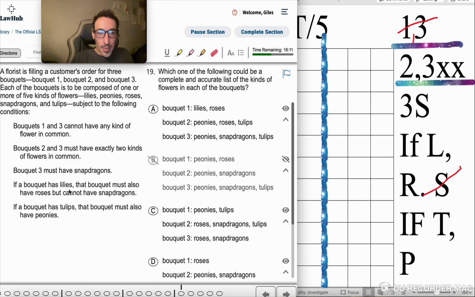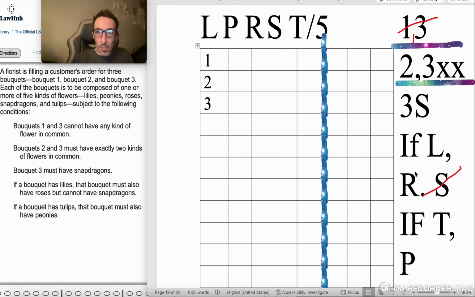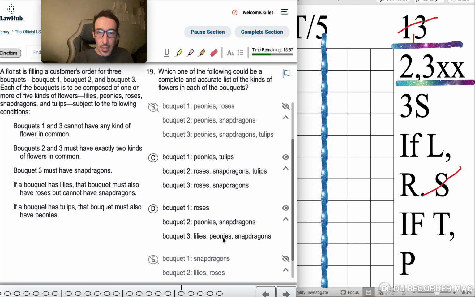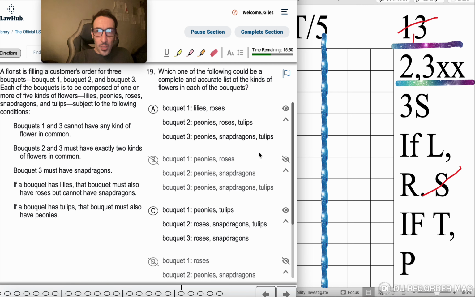If a bouquet has an L, the bouquet must also have R but cannot have a snapdragon. So basically, if L, then R, but no S. Let's see if we see L, R. Good. We don't see L. We see L, but we don't see R, but we see S. That's against the rules. So we're using a method known as process of elimination to get to the correct answer. And right now we're left with A and C, 2 choices.